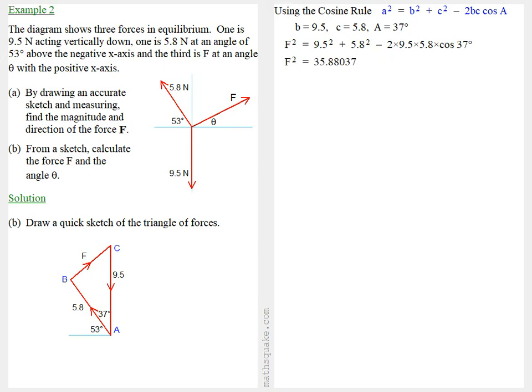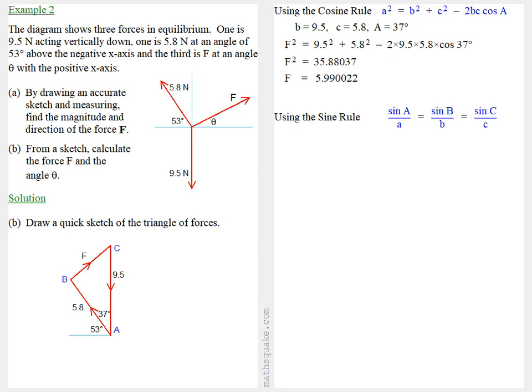So F squared turns out to be 35.88037, which means F is equal to 5.990022, which rounds off to 6.0. Now we also want to find the angle F makes with the horizontal, so we'll start by working out the angle C. Now we can use the sine rule.